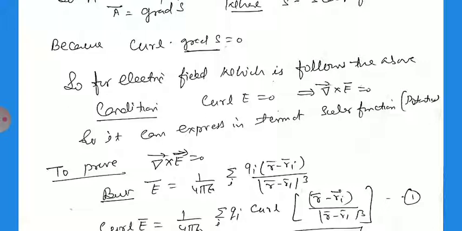Now to prove del cross E equal to 0. As per what we have calculated for the value of E for the source charge, we can write E vector equal to 1 by 4 pi epsilon naught, summation for i equal to 1 to n, q_i (r minus r_i) divided by |r minus r_i| to the power 3.